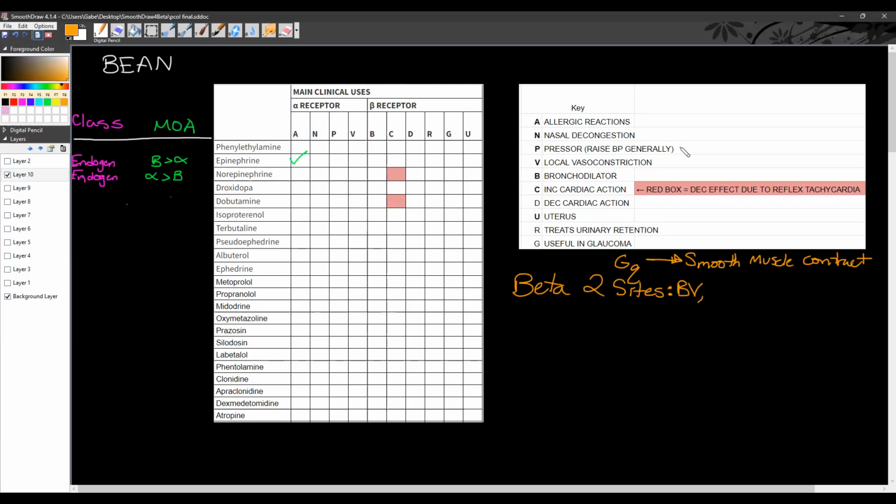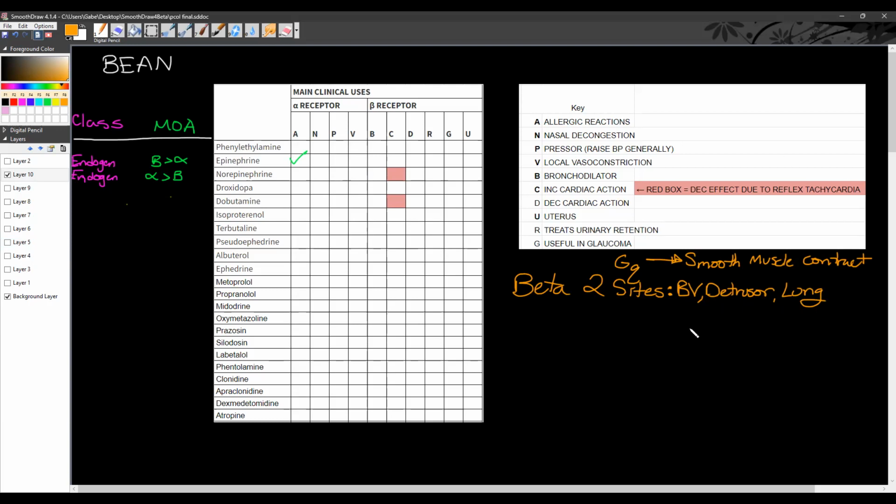Where else do we see beta 2? Not really the heart. In the heart? Not really the heart, I would say. Bladder, yep. So the detrusor muscle, the lung, 100%. You're thinking beta 1 for the heart. Because we have two lungs, beta 2, two lungs. We have one heart, beta 1. That's how I always think of it.